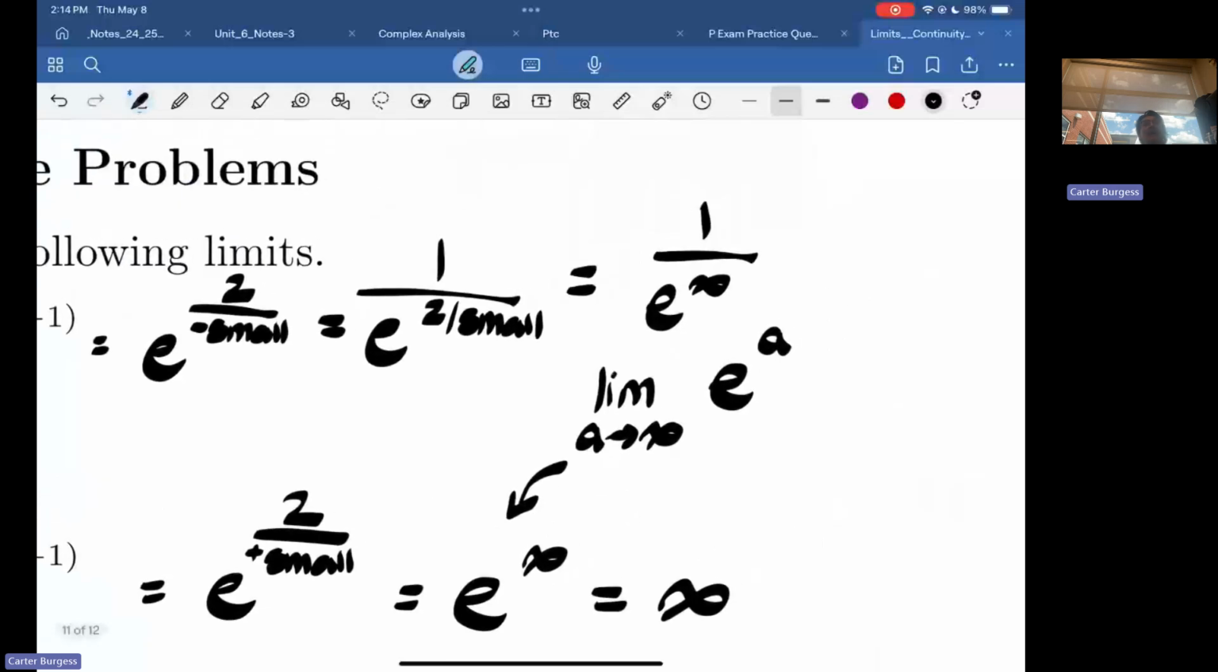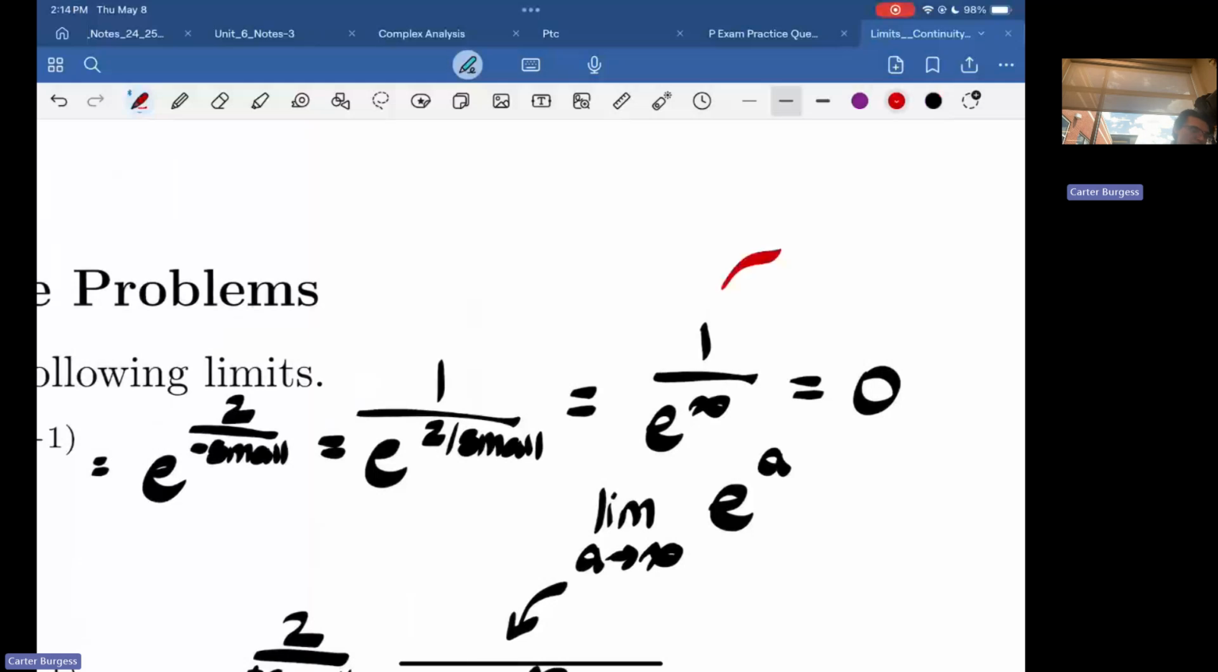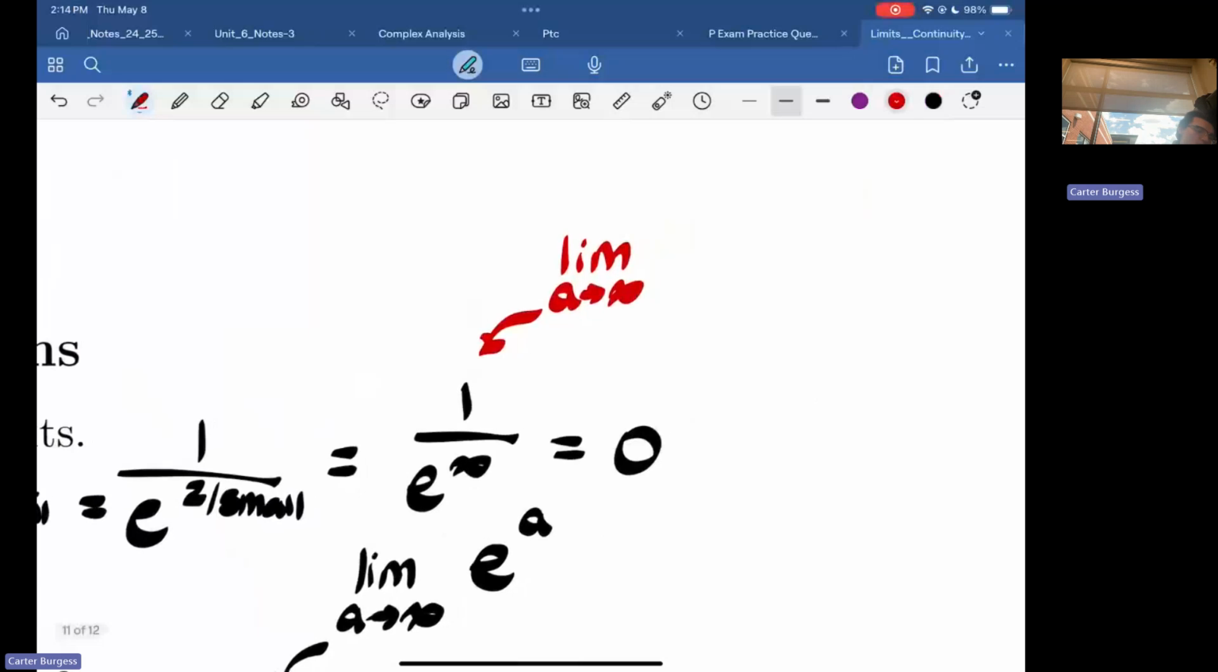And what's going to be happening as my denominator gets stupidly large? It's going to get very, very small, and it's going to approach 0. 1 divided by a billion is very close to 0. 1 divided by a googol is very, very close to 0. And again, this is poor form. You would maybe say something like the limit as A approaches infinity of 1 over e to the A is equal to 0.